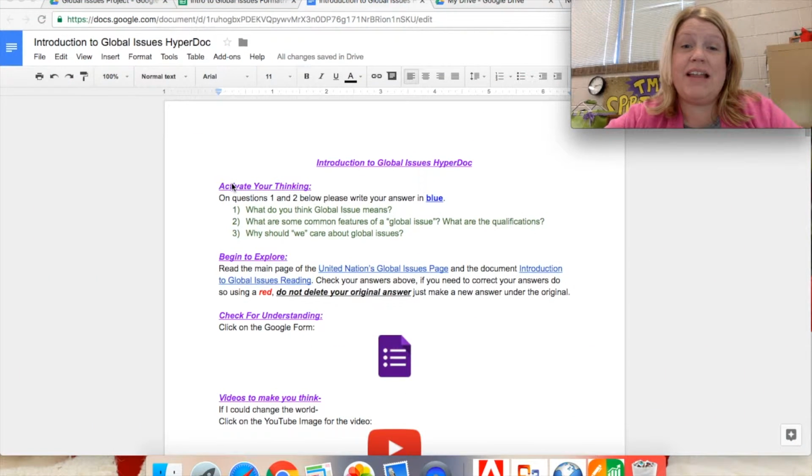The G Suite tool that I would like to highlight today is the HyperDoc. The HyperDoc is a digital lesson plan that is inquiry based, that is engaging to the students, and that also inspires them to be creative and innovative in their thinking. So, that being said, the HyperDoc also needs to be creative and innovative.